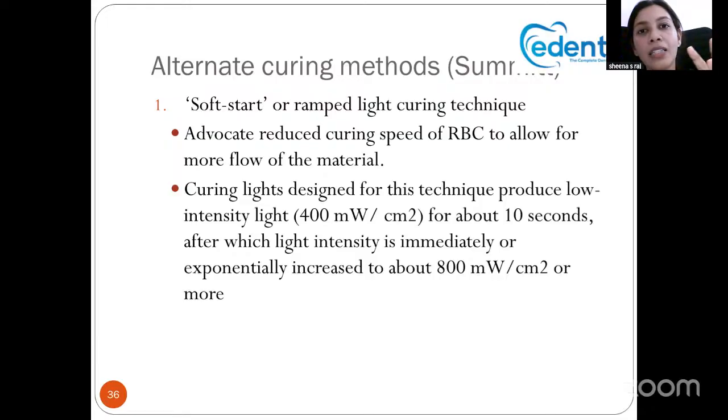Another is pulse delay. Those are the various types of ramped curing, so these are the various types of curing techniques. We know that layering techniques are there, where studies have shown that only 2 mm thickness of composite is to be kept in the cavity so that proper curing of the composite takes place. So keep that in mind. What is the amount of composite that can be placed in the cavity to reduce polymerization shrinkage? It is 2 mm. Very important question.